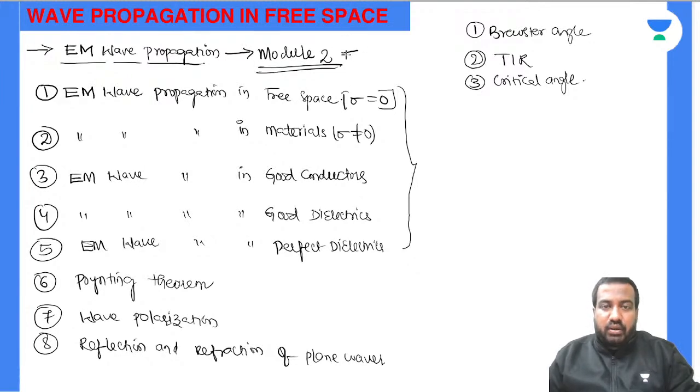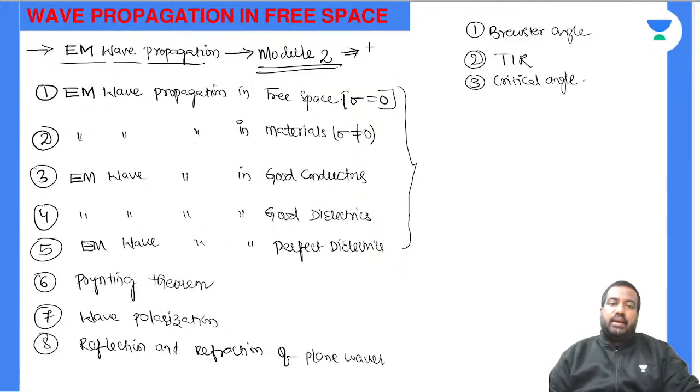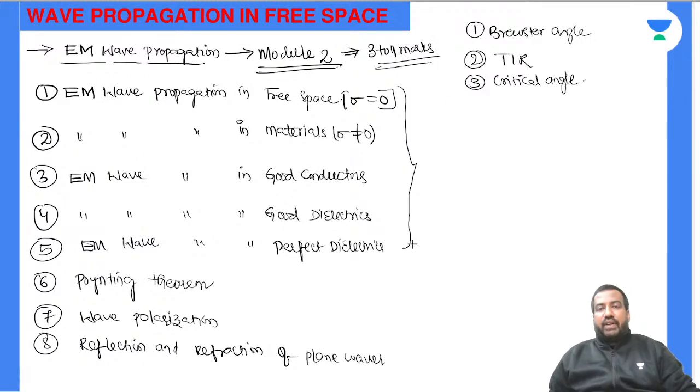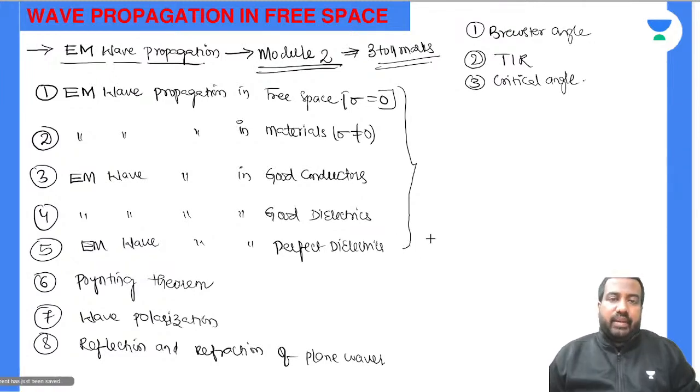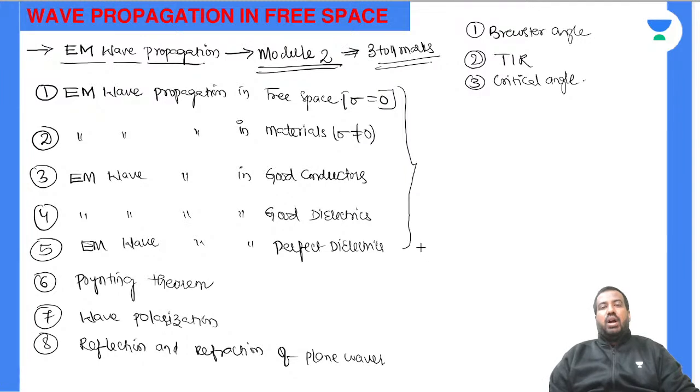Very important module, exclusively for ECE people, carries around 3 to 4 marks. Very, very important for GATE. Of course, wherever the EMTL syllabus is there, in all those examinations, it is very important. Especially for GATE, we have 3 to 4 marks from this module itself.